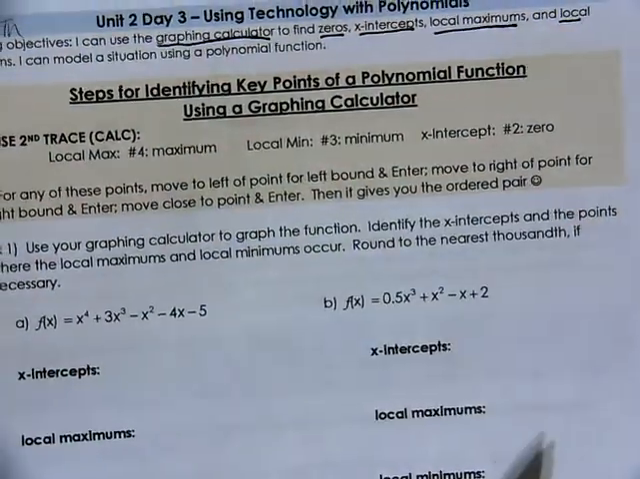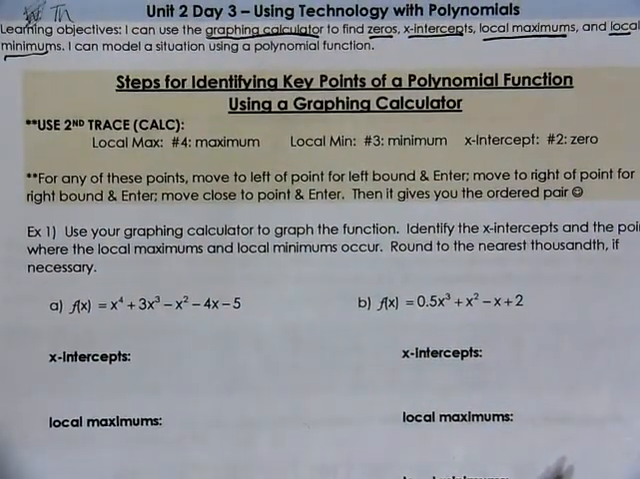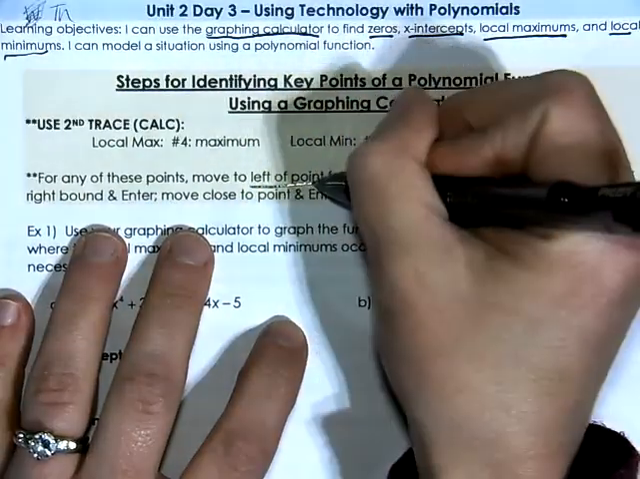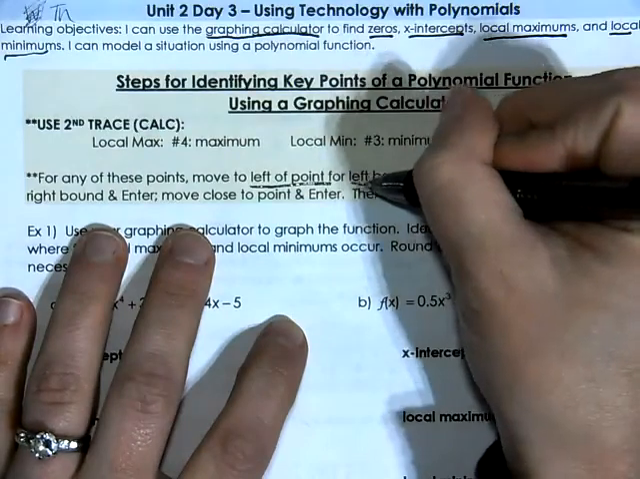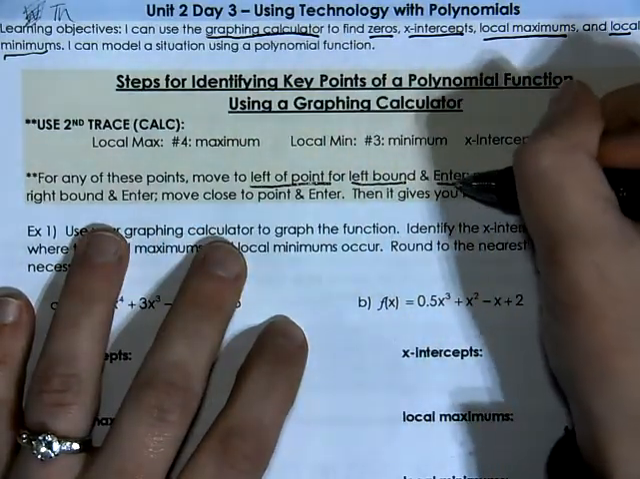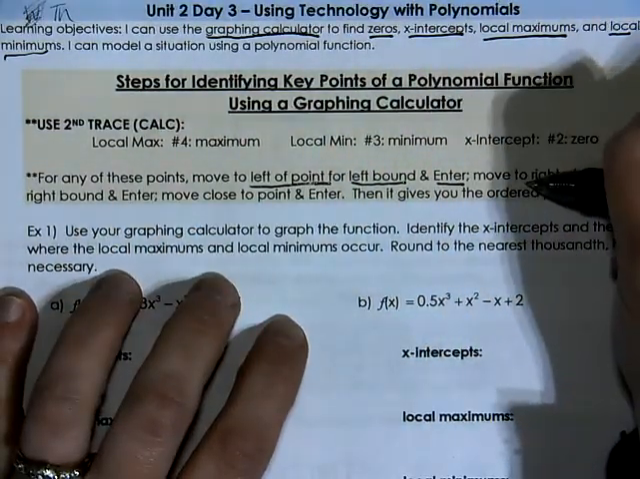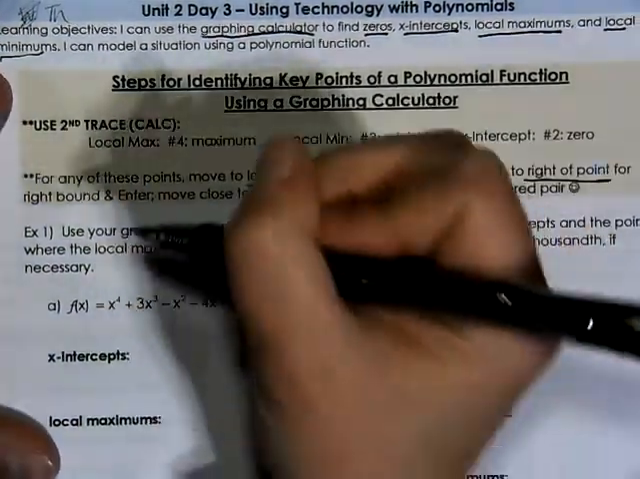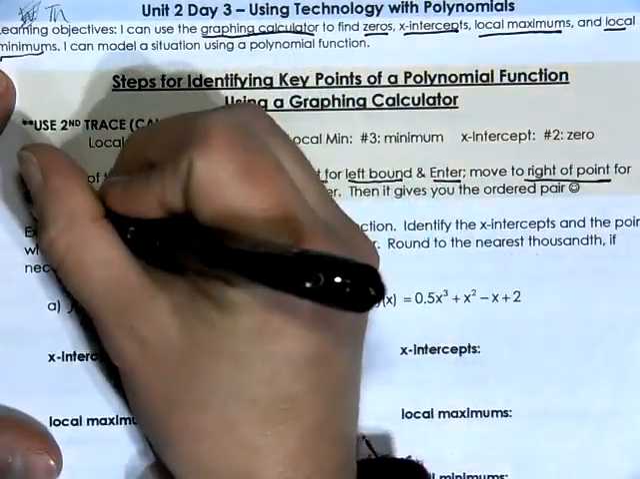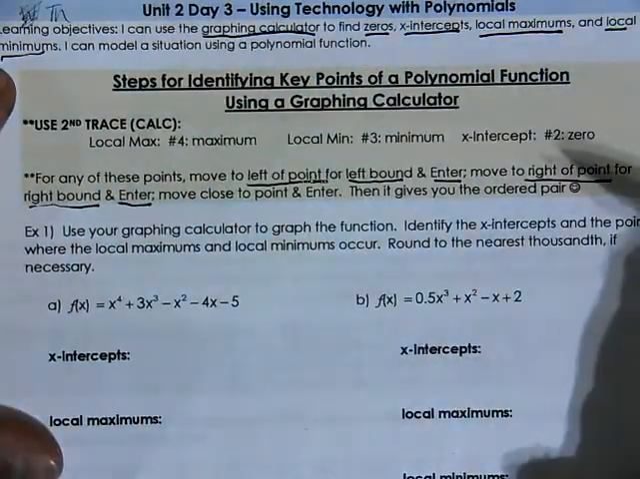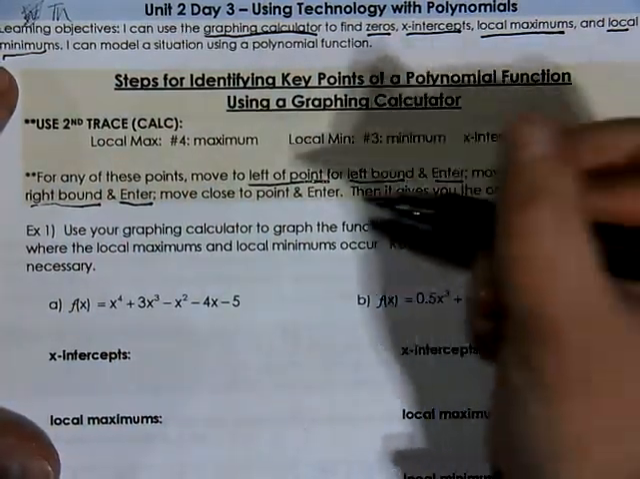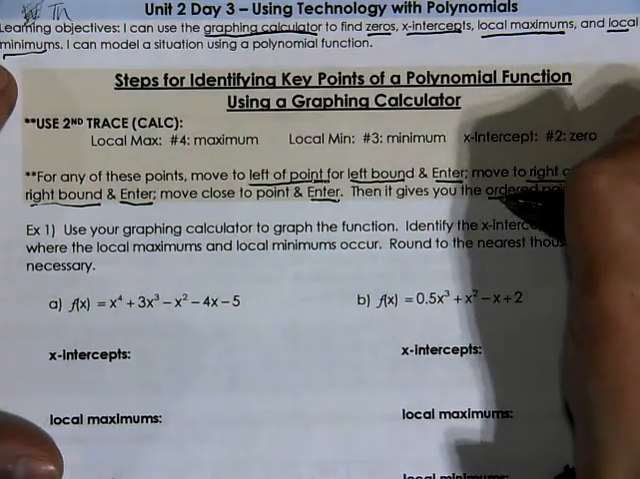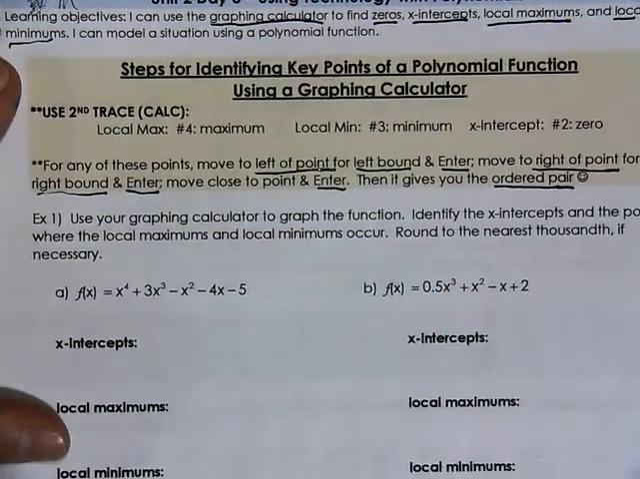For any of the points that we are going to be working with, we are going to need to move to the left of the point for what we call the left bound. Then we're going to press enter. Then we're going to move to the right of that point, trying to get as close to it as possible. Then we'll press enter. This will represent the right bound. And then we'll press enter again, because that will represent our guess. And what will happen is it will give you an ordered pair.